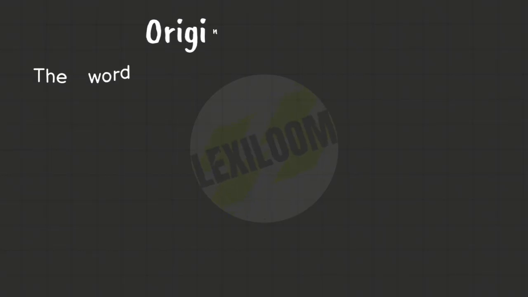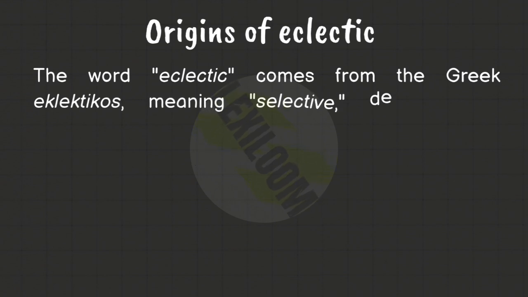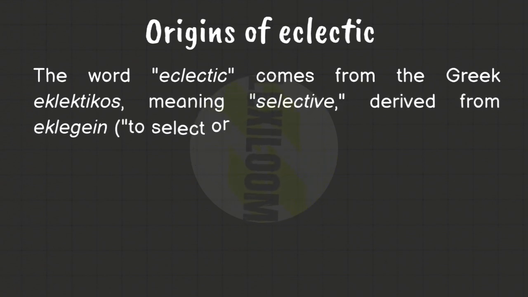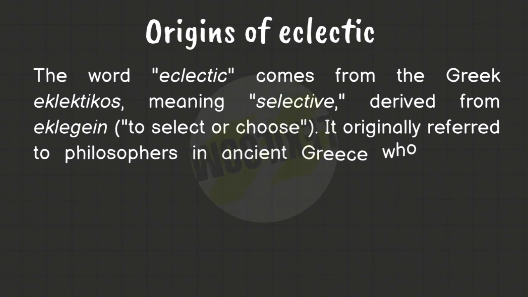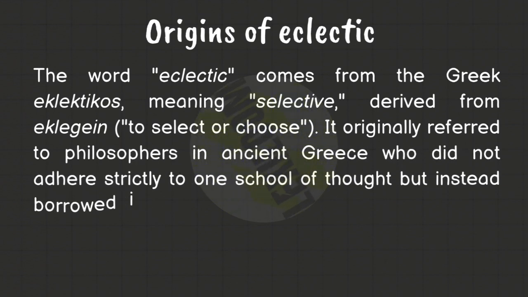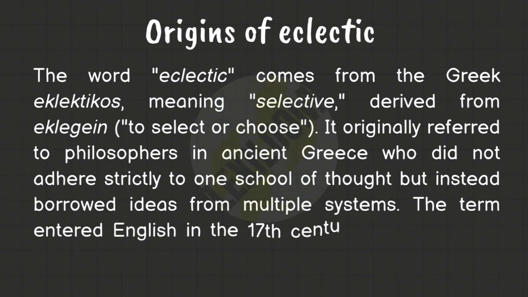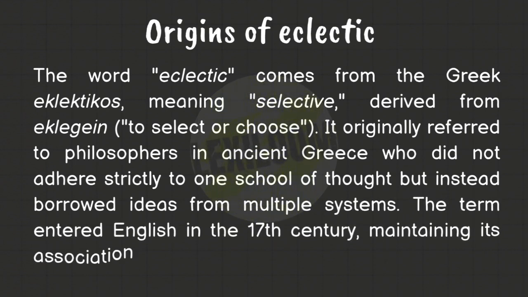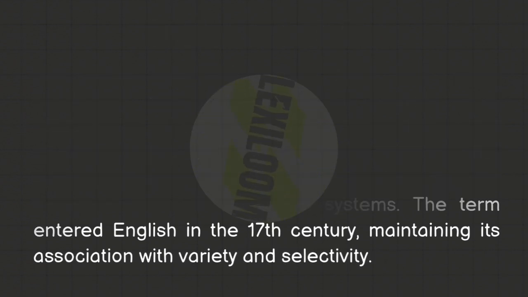Origins of eclectic. The word eclectic comes from the Greek eklektikos, meaning selective, derived from eklegein, to select or choose. It originally referred to philosophers in ancient Greece who did not adhere strictly to one school of thought, but instead borrowed ideas from multiple systems. The term entered English in the 17th century, maintaining its association with variety and selectivity.